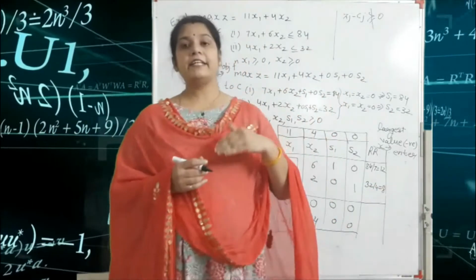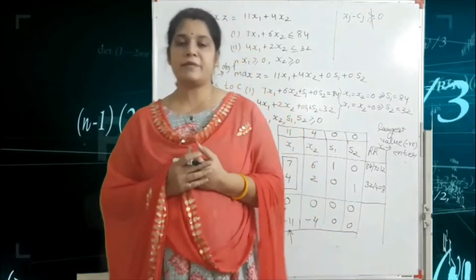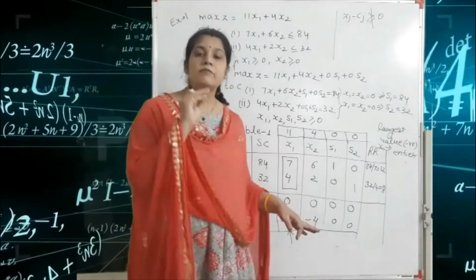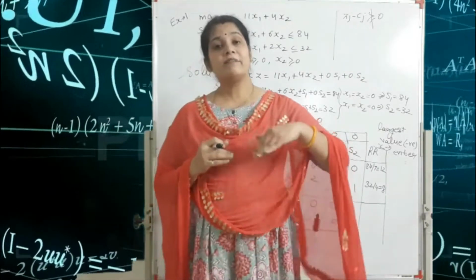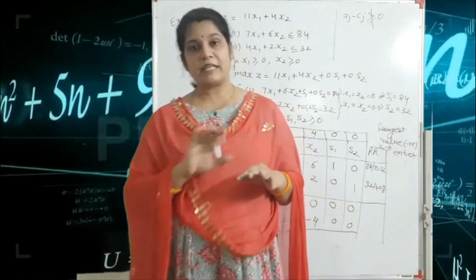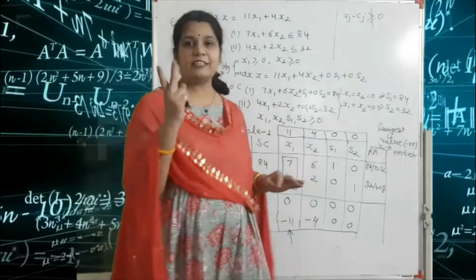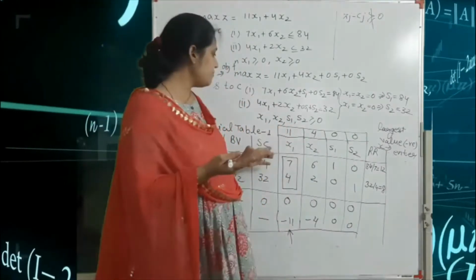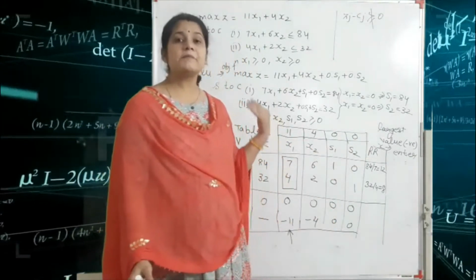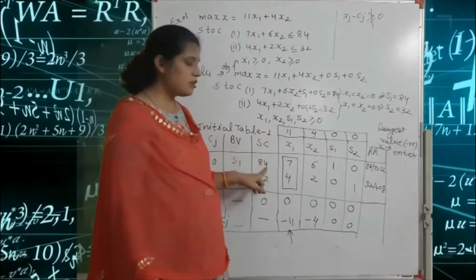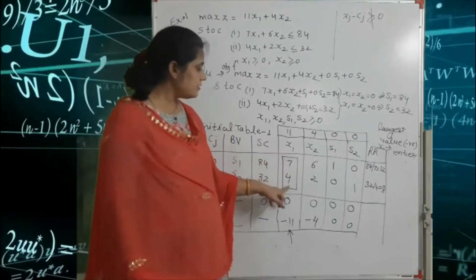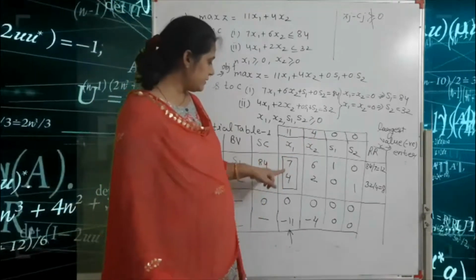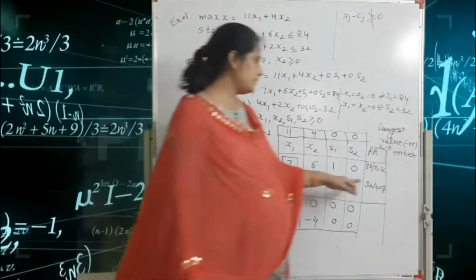Why do we find the replacement ratio? Because with the help of this process, we choose which variable is entered. Once one variable is entered, the next variable leaves, because here the space is only for two variables. So for finding the new variable, we find the replacement ratio. The process is: the solution constant is divided by the key column according to their elements. So 84 divided by 7 and 32 divided by 4, and we get the values 12 and 8.